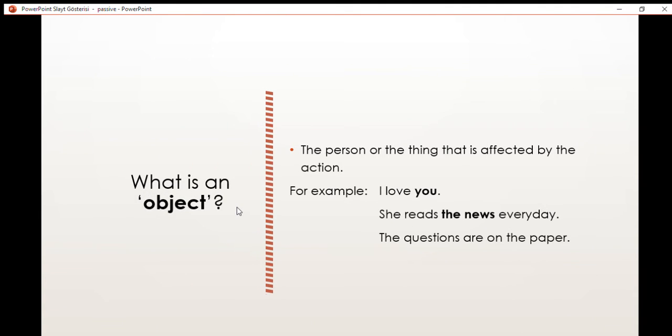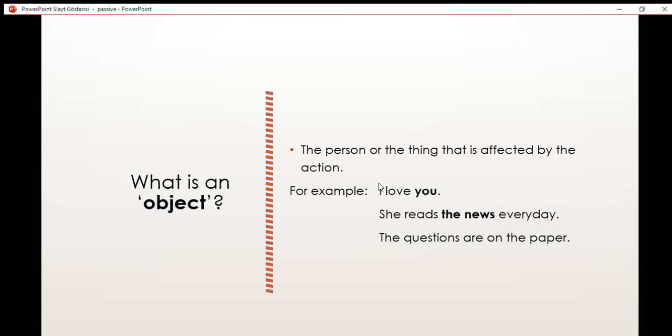And the object. The object is the person or the thing that is affected by the action, and the object comes after the verb. So in the sentence "I love you," you is the object. In "she reads the news every day," the news is the object. And in "the questions are on the paper," we have no object.